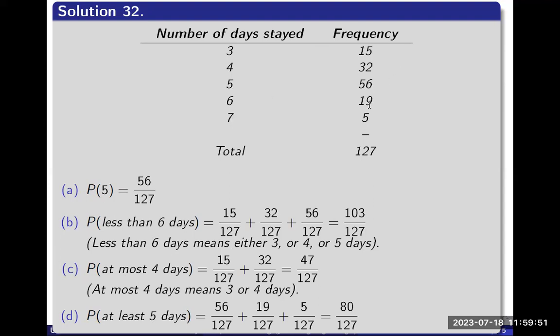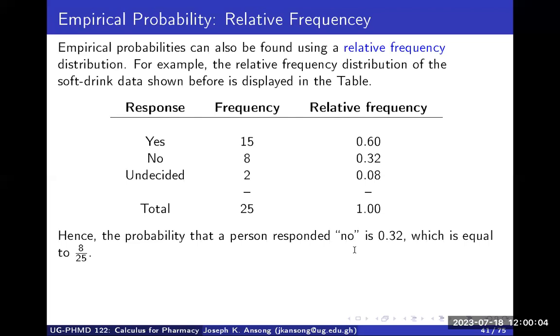You add them up. 6 over 56, 19, and then 5. Let's see this. Okay. So that's how you compute the probabilities from a frequency distribution table. Note that empirical probabilities can also be found when you use a relative frequency distribution.